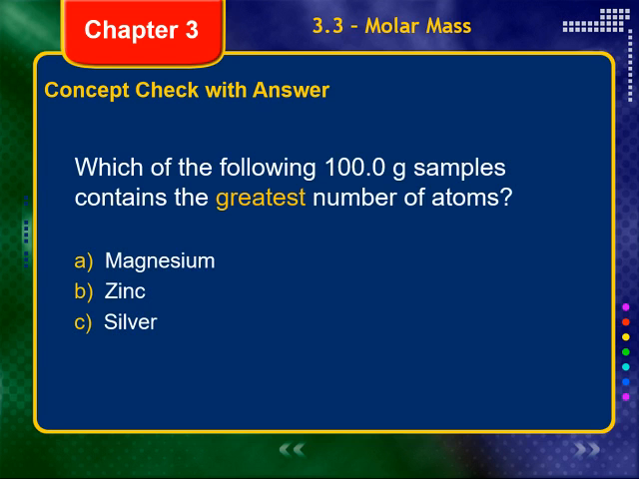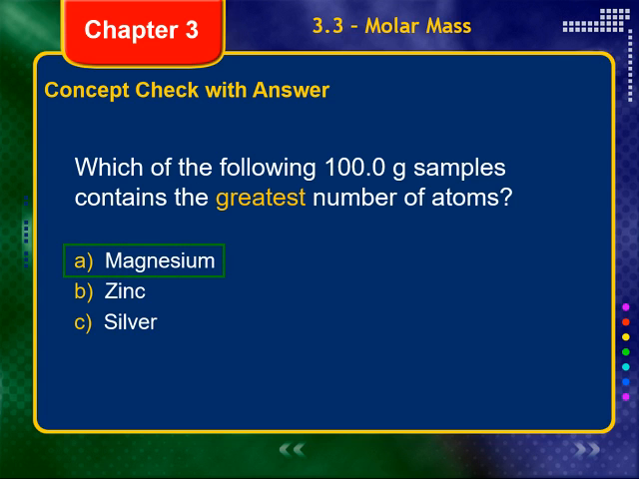Another concept check. I'll give you the answer for this one. Please press pause so you can generate your answer. Which of the following 100.0 gram samples contains the greatest number of atoms? So if I have 100 grams of something, which one of these is going to have the greatest number of atoms? Correct answer is A.